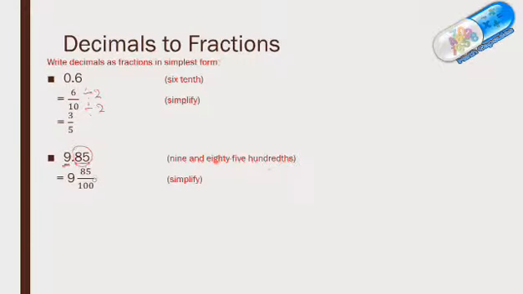Now, can I simplify 85 and 100? Yes, of course, I can simplify by dividing 85 and 100 by the greatest common factor, which is 5. This is going to be 9 and 17/20.